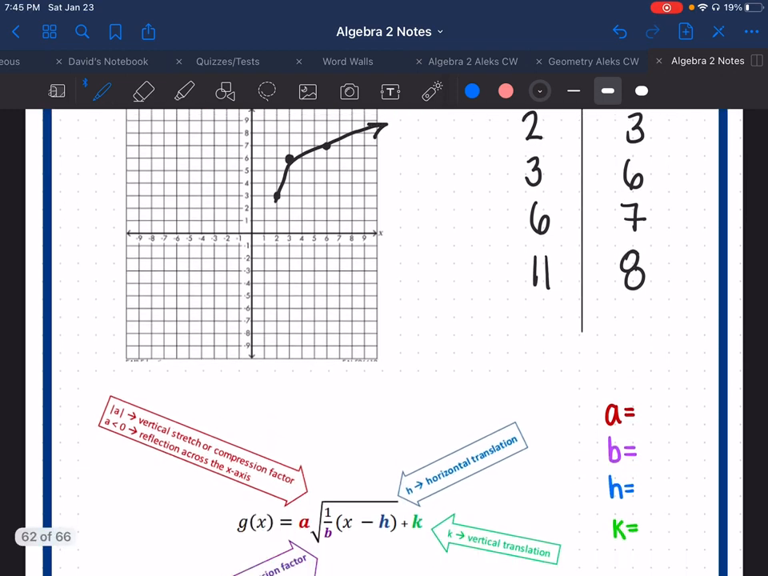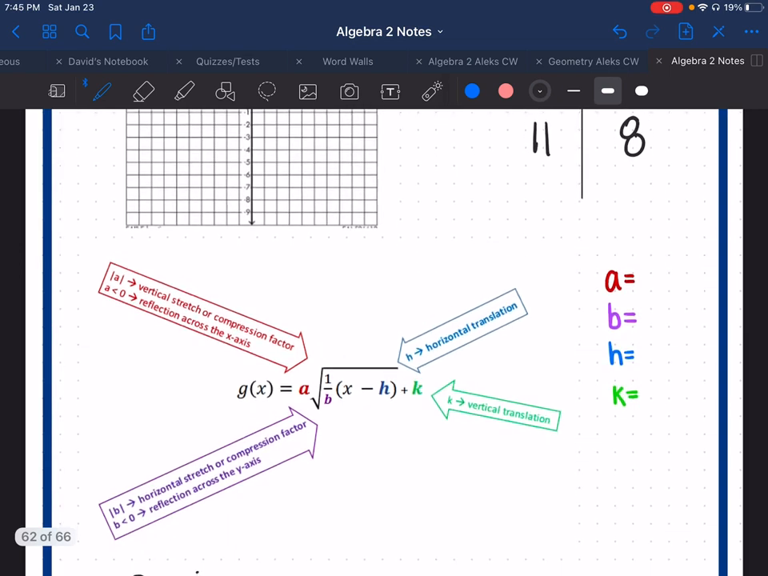Okay. We still can do transformations on a square root function. Just like before, my a value is going to give me a vertical stretch or compression. And when a is negative, I am going to see that reflection across the x-axis. I could see a b factor right here. If the b is there, I see a horizontal stretch or compression. And if b is less than 0, that's negative, then I see a reflection across the y-axis.